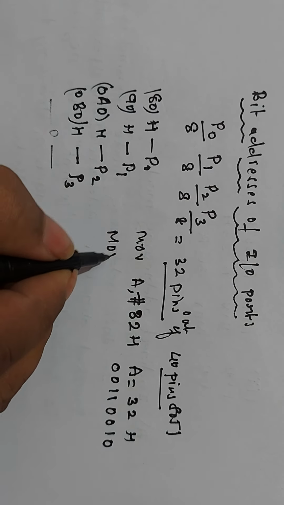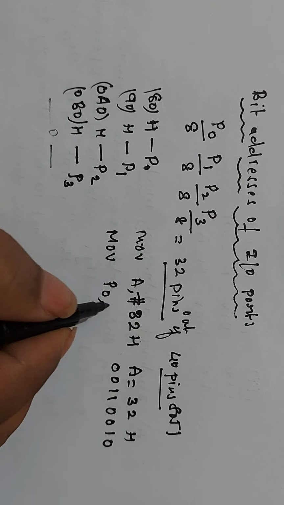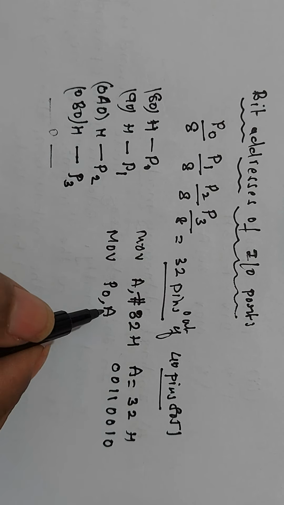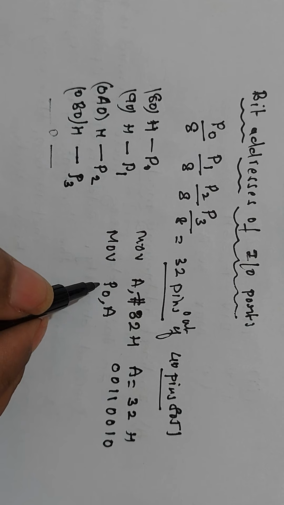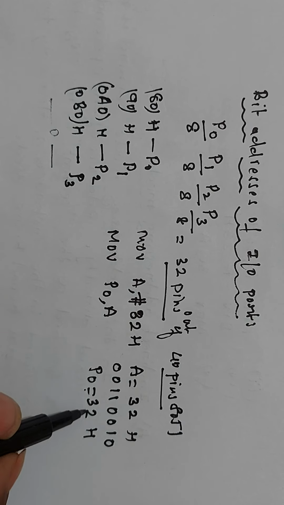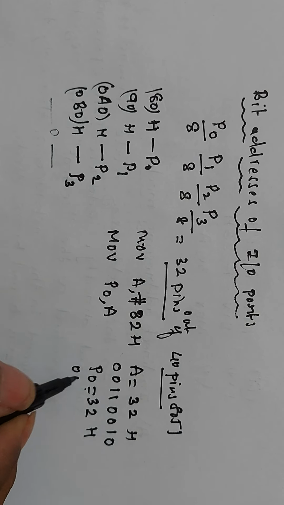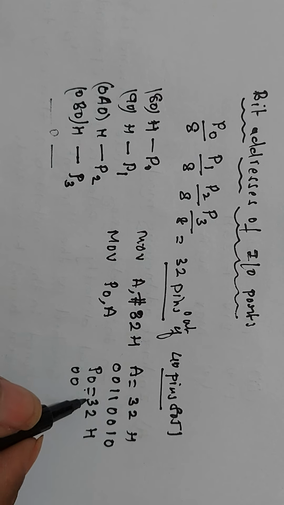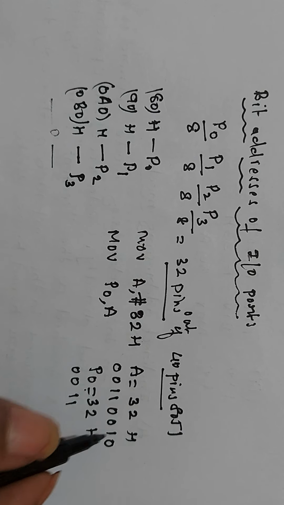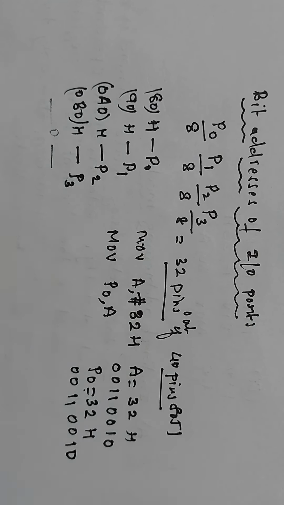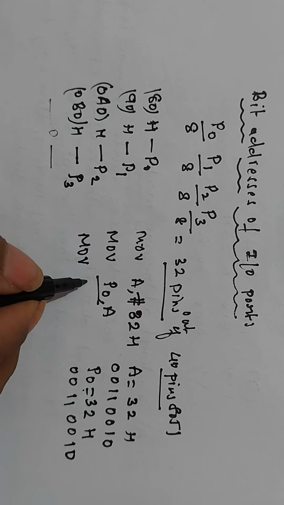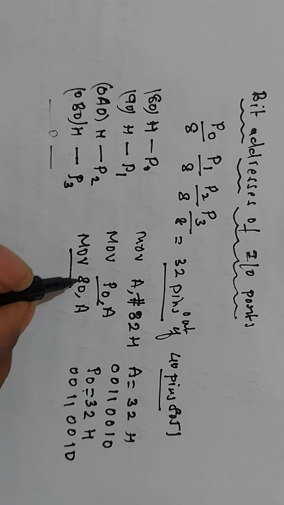Now I will write MOV P0, A. Whatever number is in A, that is 32H, is moved to the port P0. Now the port P0 contains 32H. All the 8 bits of port 0 are now 0011 0010. 3 is 0011, 2 is 0010. Instead of writing P0, because it is byte addressable also, you can write MOV 80H, A. This instruction is similar to this.